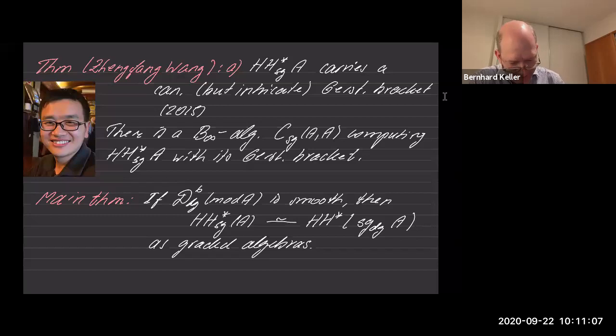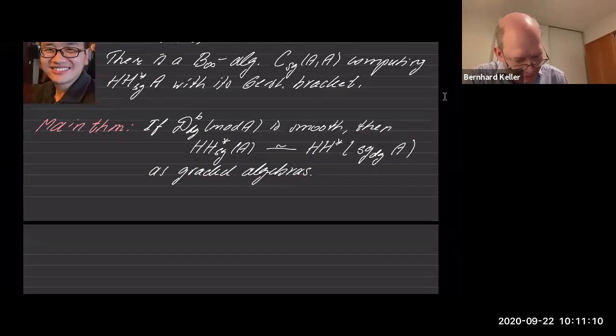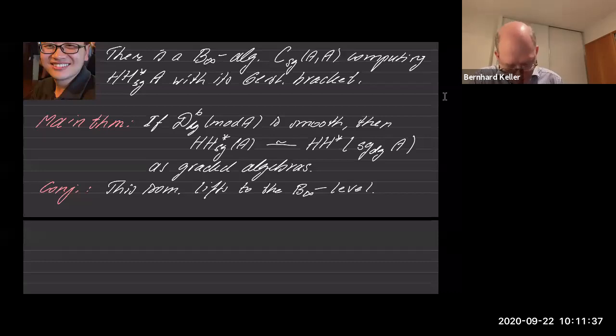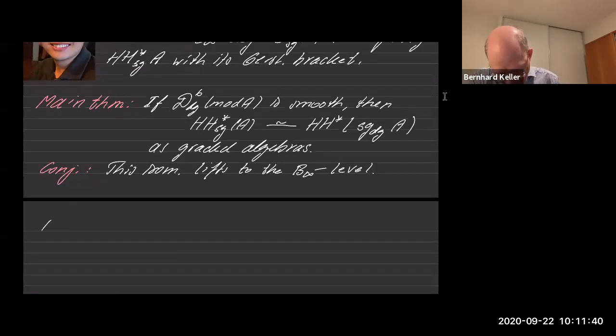And yes, I don't know how to prove that. So let me formulate it as a conjecture. This isomorphism lifts to the B-infinity level in analogy with the theorem of Lowen and Van den Bergh. Okay, and there is one recent positive result in this direction due to Chen Li and the same one.